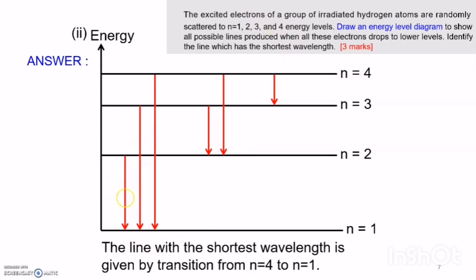The maximum lines for n equal to 1, we have 3 lines. For n equal to 2, transitions from 3 to 2 and 4 to 2, so maximum 2 lines. The transition between 4 and 3 is just 1 line. And then the line of shorter wavelength is the transition from n equal to 4 to n equal to 1. Higher energy, shorter wavelength.